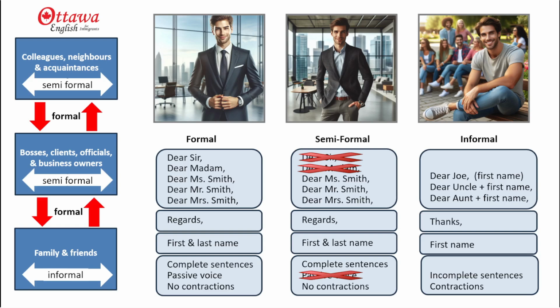And for the informal email, Dear Joe, so you're going to use the first name. If you want, you can write Uncle Joe or Aunt Joanne. You sign off, thanks. You sign off with your first name. You use incomplete sentences and you use contractions.